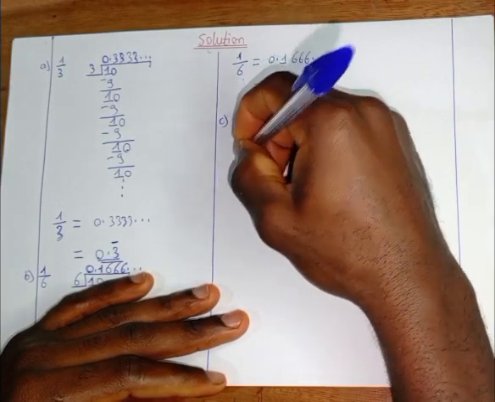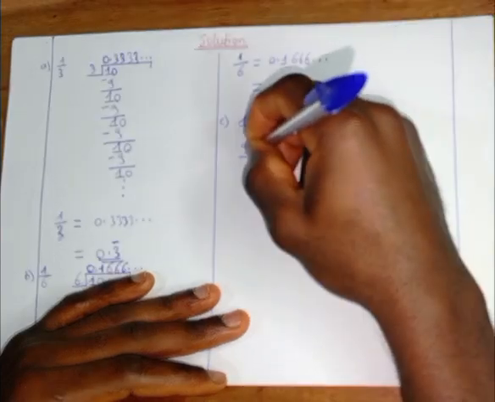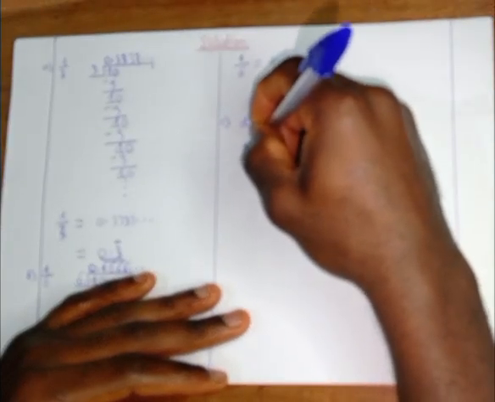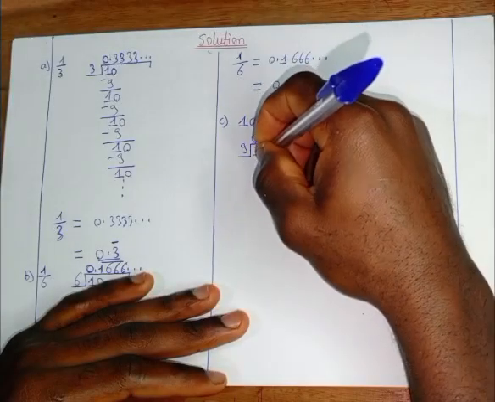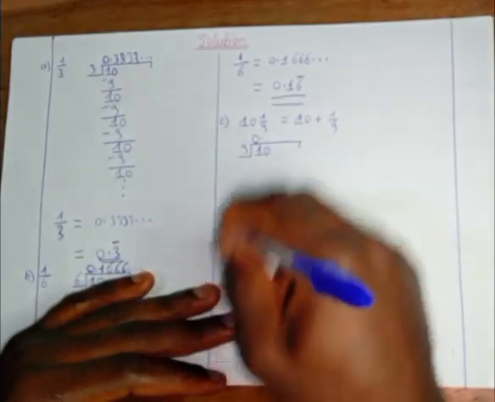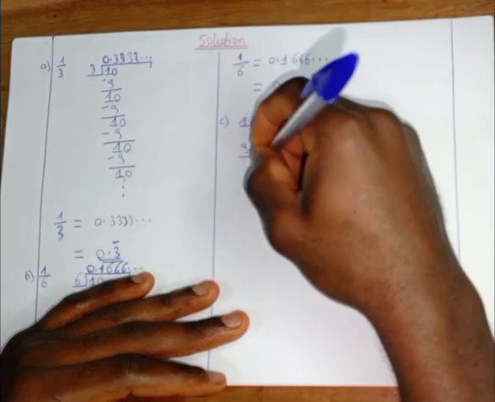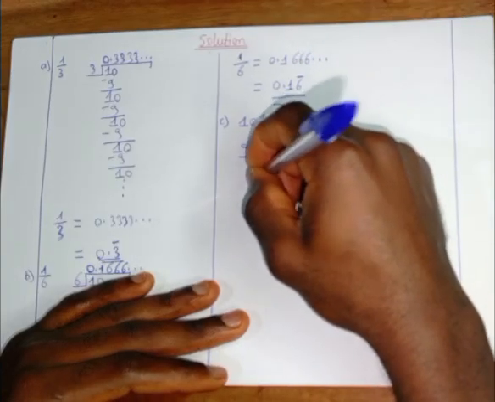We are going to send out 9, bring in 1. 1 is less than 9, so the whole number part will be 0. We put the decimal point, that's 0 to 1, which gives us 10. 10 divided by 9 gives 1. 1 times 9, 9. We subtract, it gives 1.